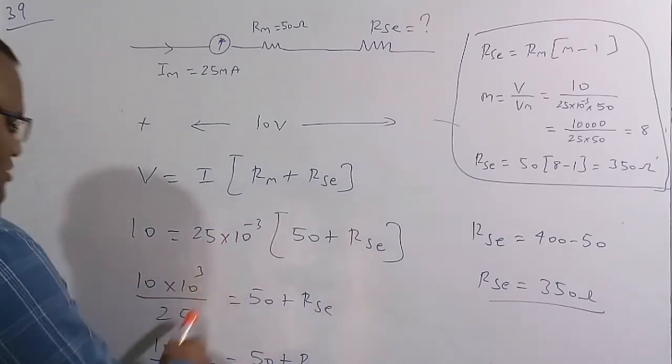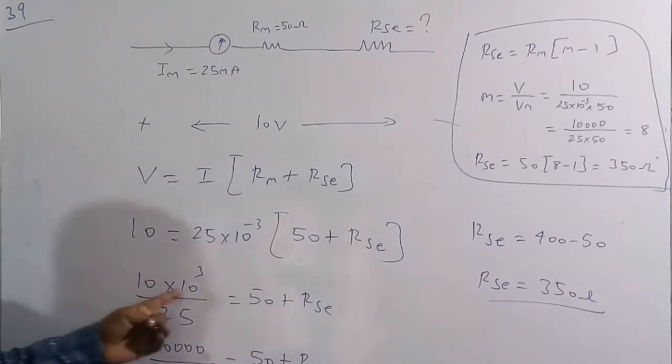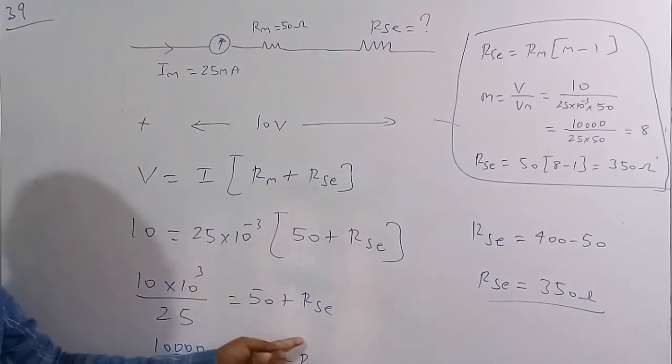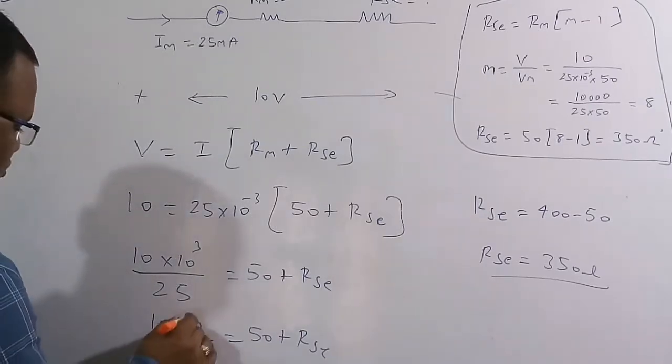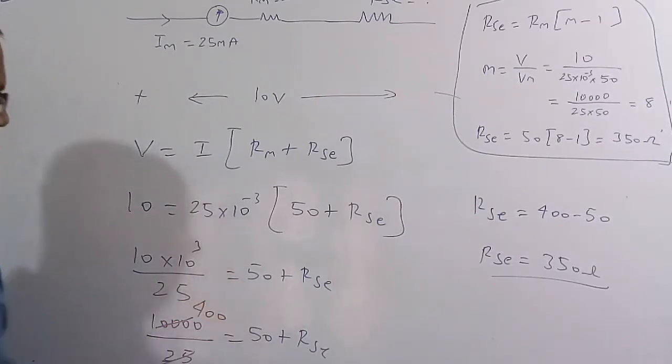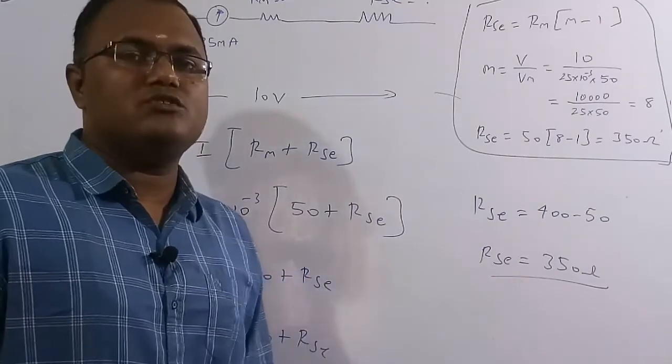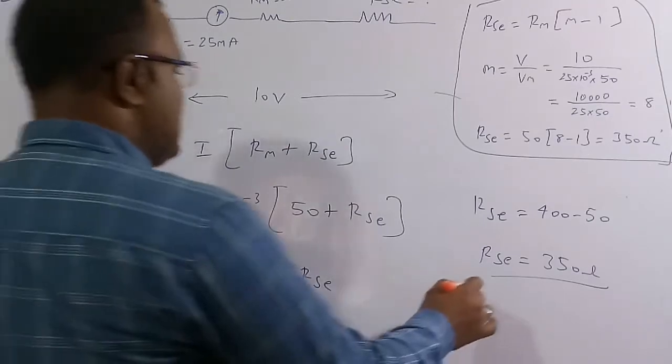I am going to take the current to the denominator. So 10 into 10 cube by 25 is equal to 50 plus RSC. 10,000 by 25 is nothing but 400. Therefore RSC is equal to 400 minus 50, so we get RSC equal to 350 ohm. So this is one way.